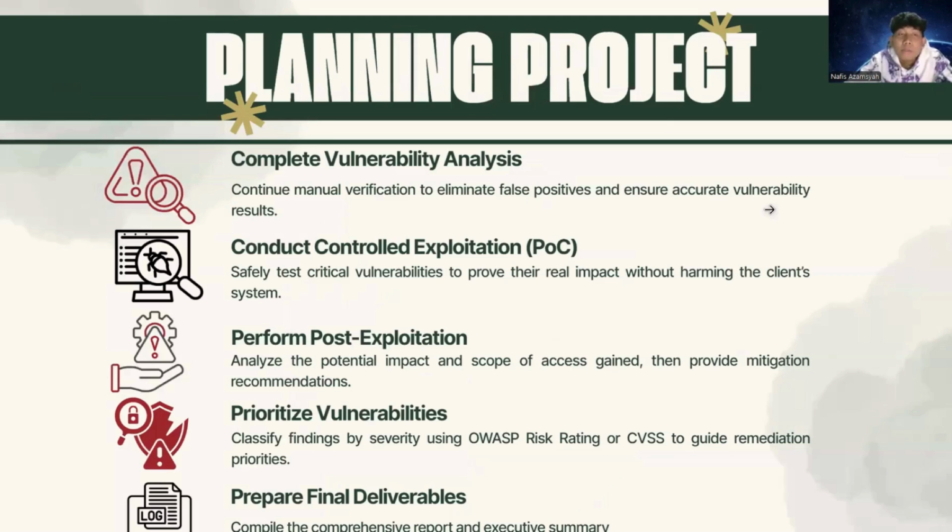And next, our project planning consists of 5 key steps. First, we complete vulnerability analysis. Next, we conduct controlled exploitation, safely testing critical vulnerabilities to show the real impact without damaging the client systems. Then we perform post-exploitation to understand the potential impact and provide mitigation recommendations. After that, we prioritize vulnerabilities using OWASP or CVSS ratings to guide which issues should be fixed first. And finally, we prepare the final deliverables, compiling a full report and executive summary for the client.